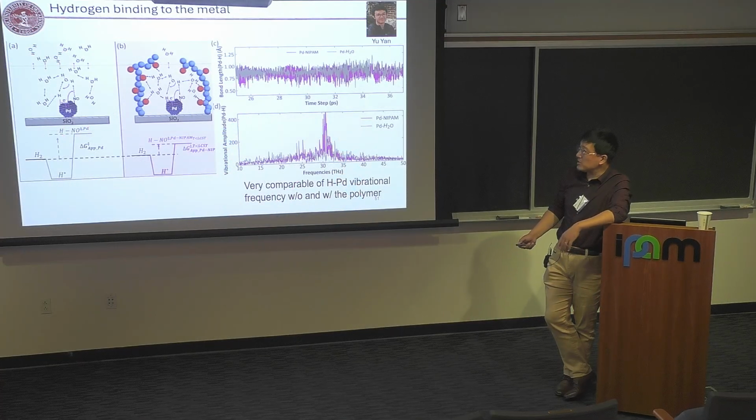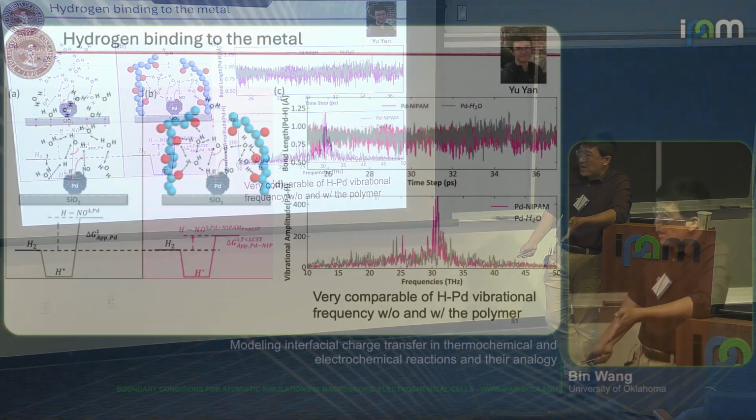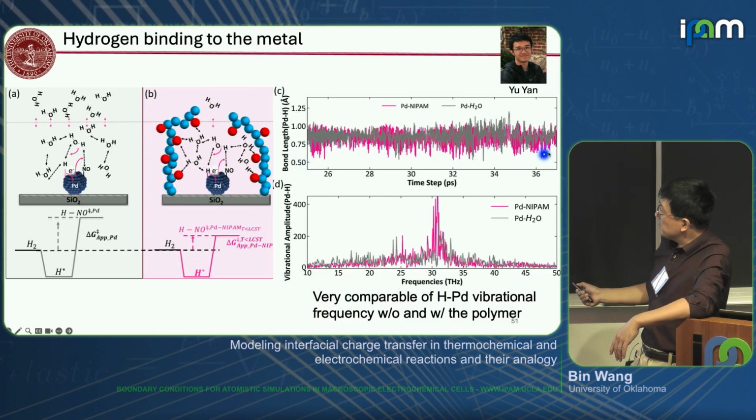So the first question we want to answer is whether the presence of water or the presence of the polymer may or may not affect the hydrogen stability on the surface, because it's the hydrogenation reactions. If it can affect my chemical potential of hydrogen, then my kinetics will be different. It's very difficult to evaluate the hydrogen stability, so what we instead did is we look at the vertical bond length of the hydrogen from the metal surface. This is from MD simulation.